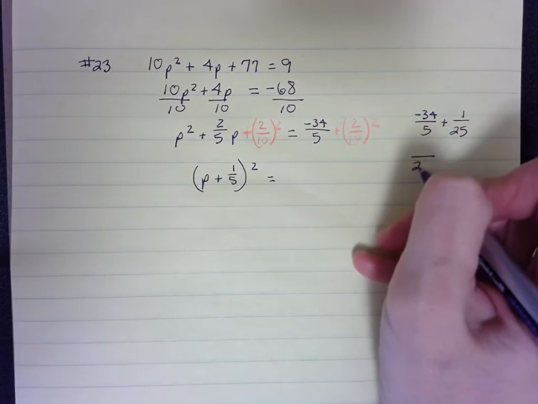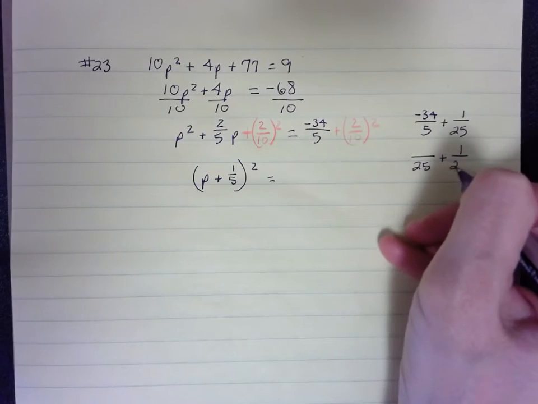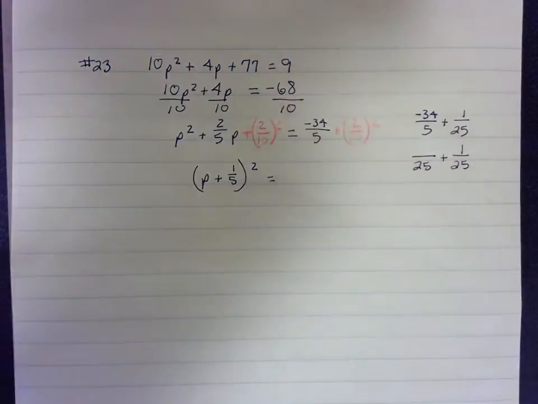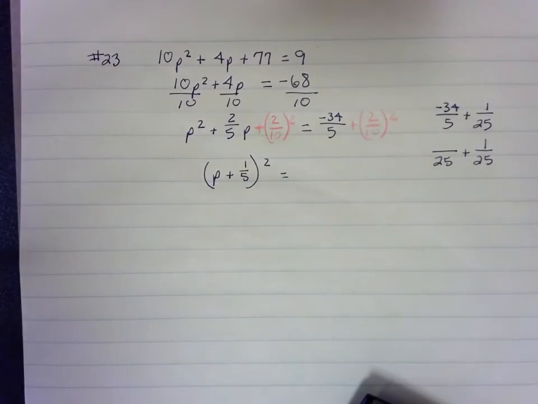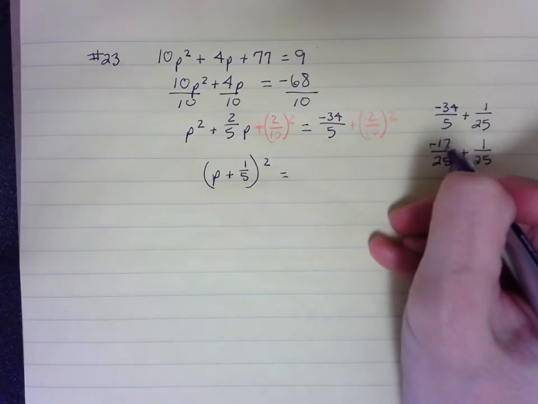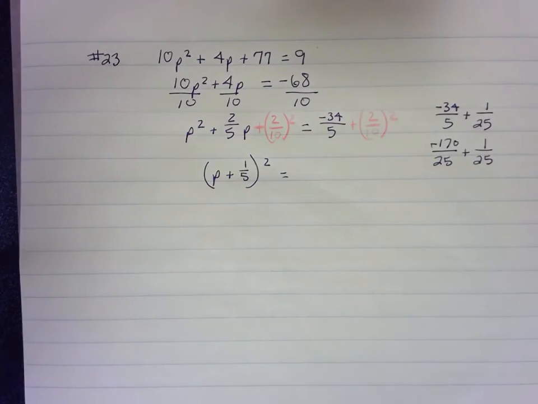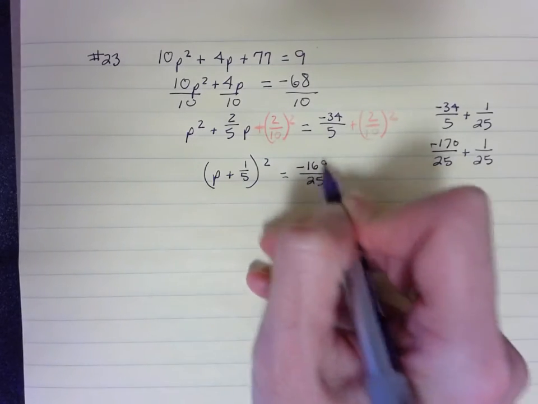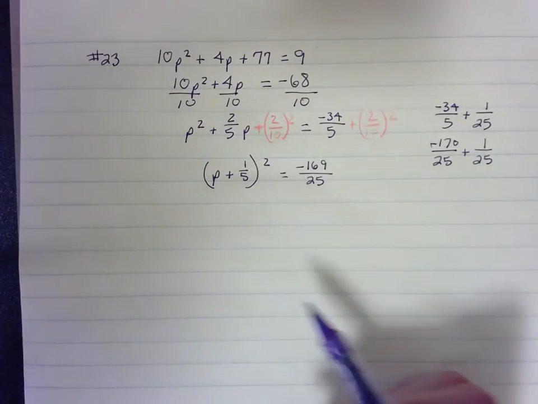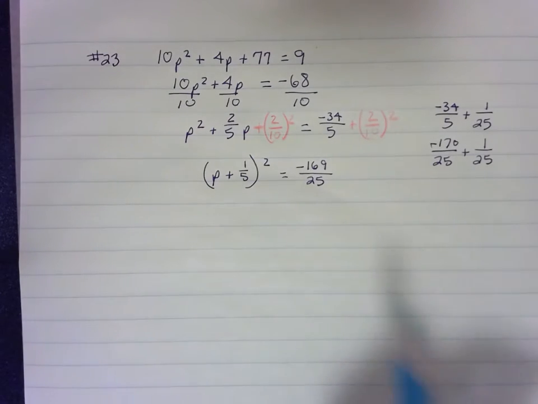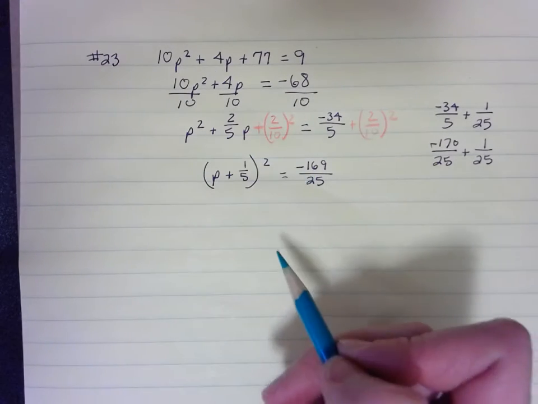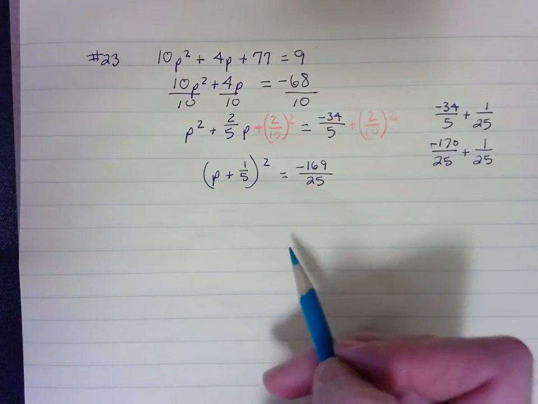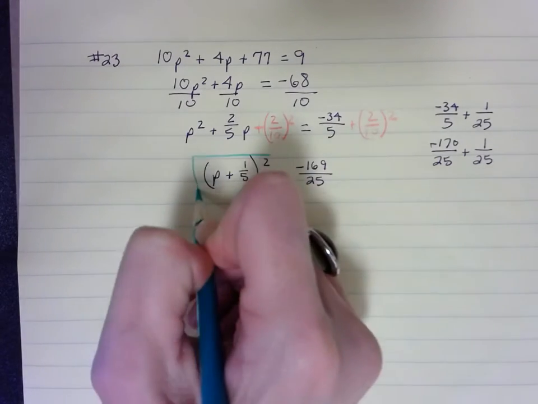So I'm going to get my common denominator of 25. And negative 34 times 5 is negative 170. So, that's a nice number. So we have negative 169 over 25, and look at that. So eventually you're going to see that we can actually take the negative square root of 169 and make it 13, but for now we have to kind of leave it. Okay, so here we go.